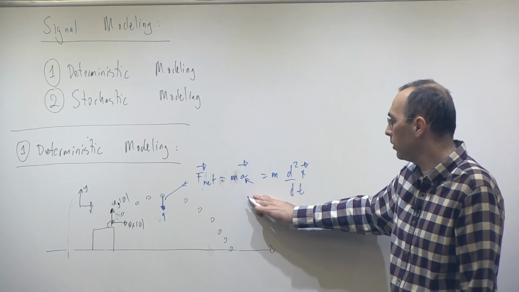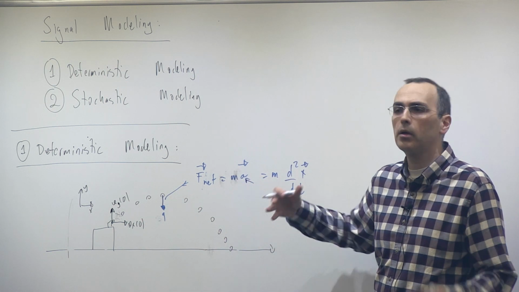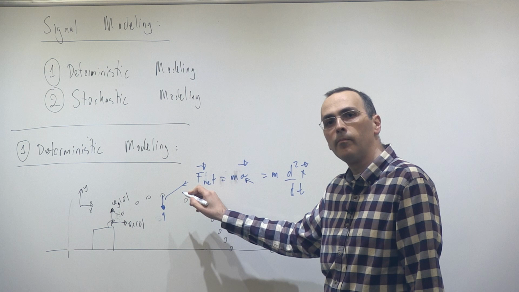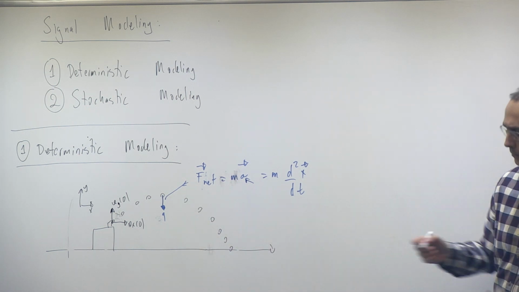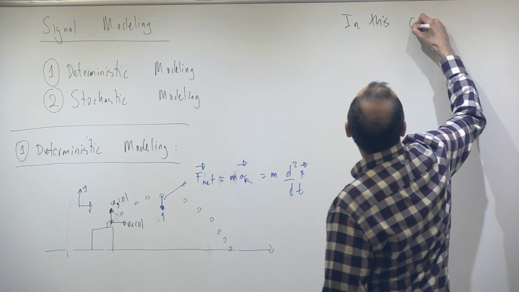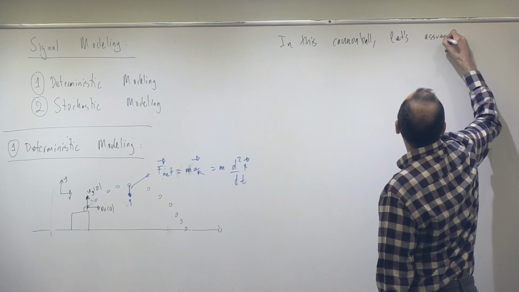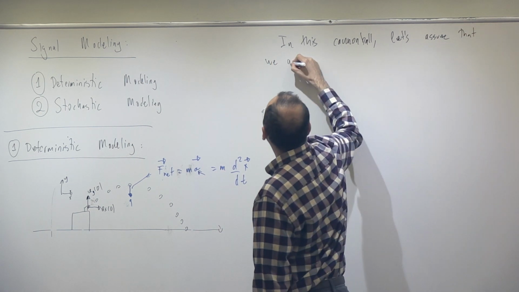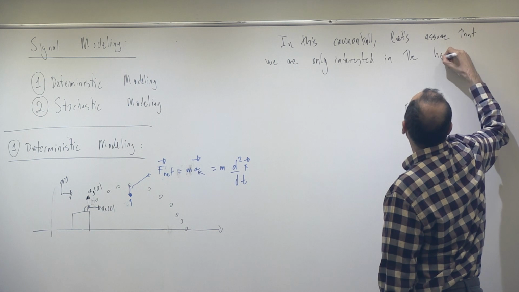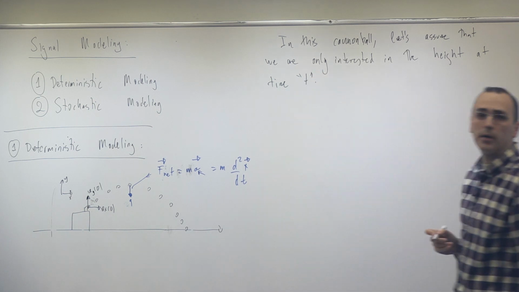So we have a deterministic model, which is totally constructed through physical considerations, like an induction motor, those kinds of things. And there are some initial unknowns, etc., or inputs, and we try to find what will happen later on. So, for example, let's go ahead. In this cannonball example, let's assume that, for simplicity, we are only interested in the height at time, let's say, t. Height at time t.